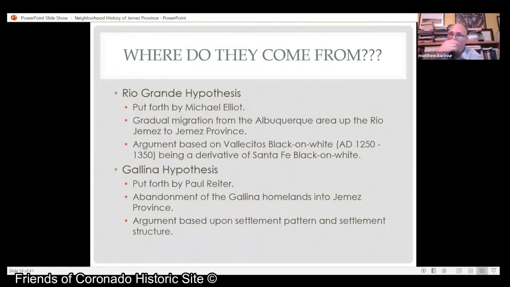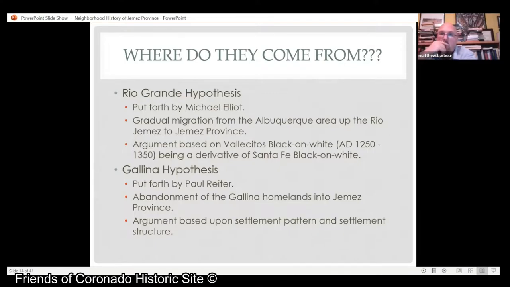So where do they come from? Where do these Jemez show up from? Well, archaeologists have two basic theories. One is known as the Rio Grande hypothesis. This is the idea that these Vallecitos people migrate up. We talked about in situ population growth along the northern Rio Grande. Well, one philosophy is that population grows and they just follow the Jemez River up into the mountains, and they eventually get on the Vallecitos River and the Guadalupe River, and they just start to populate the area.